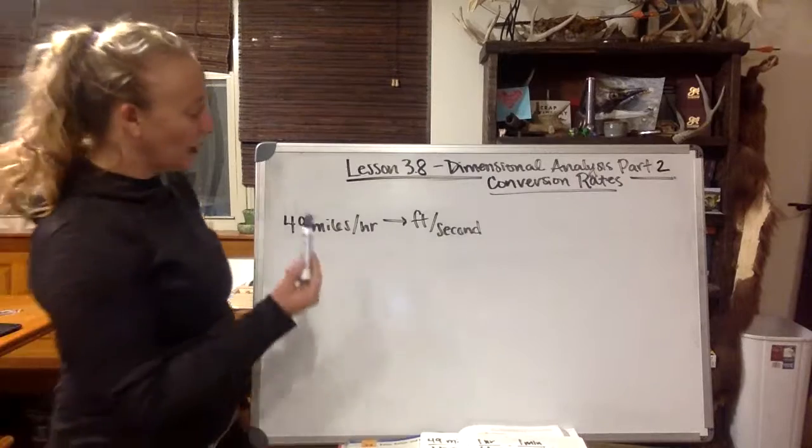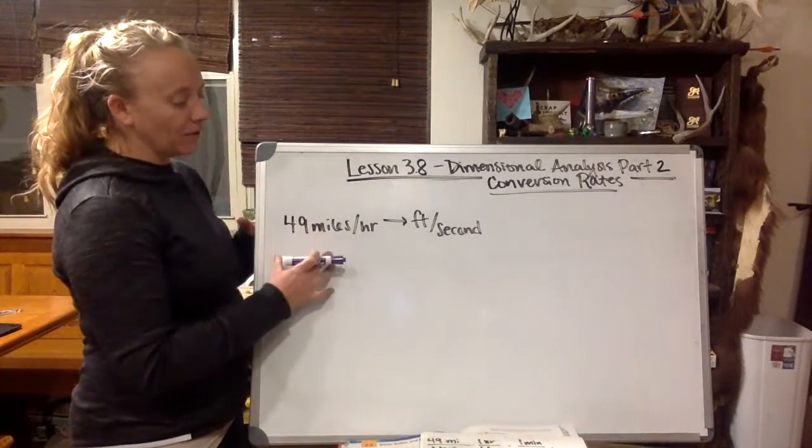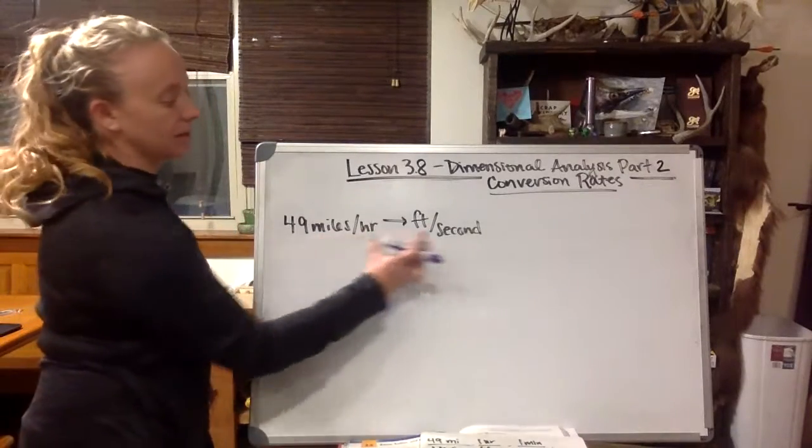It's great. So I have 49 miles per hour, and I'm turning it into feet per second. I need to convert this into this, whatever it is. I need to convert these units into these.